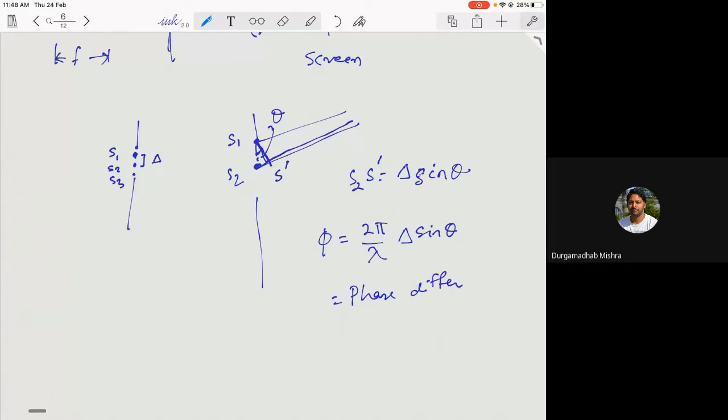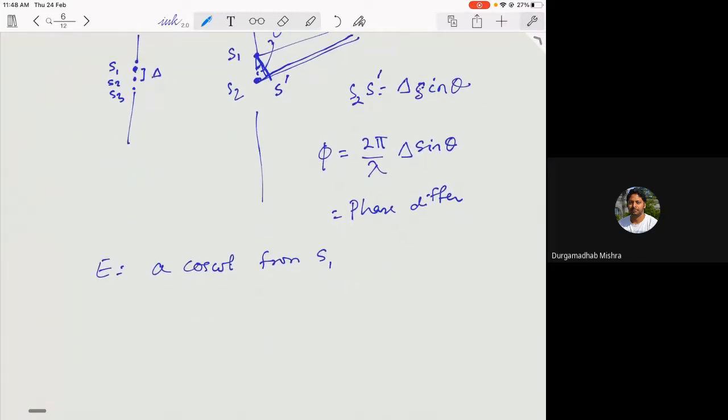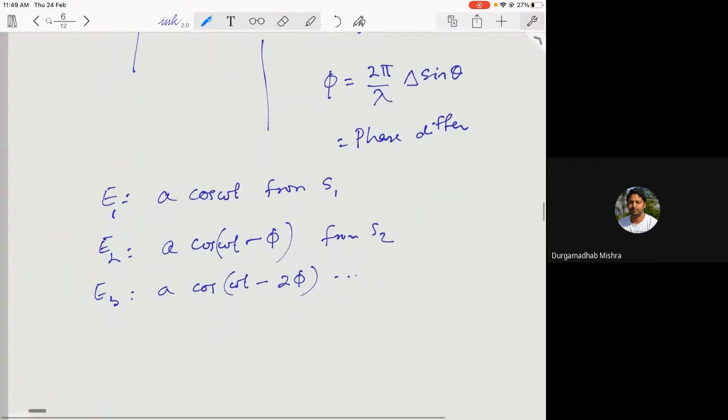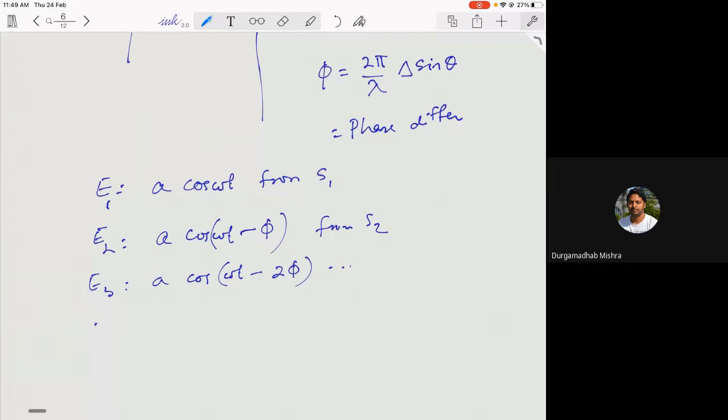If you have an incoming electric field with time dependence, let's say cosine omega t, from S1 this is E1. E2, from S2, would have a phase difference: cosine omega t minus phi, an extra phase difference we have introduced. E3 would be cosine omega t minus 2 phi, and so on. So if you have n sources, En would be A cosine omega t minus n minus 1 phi.